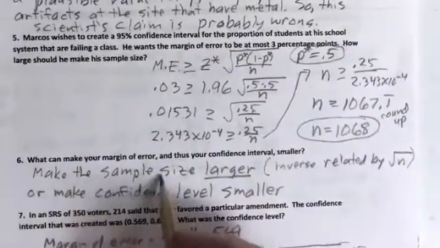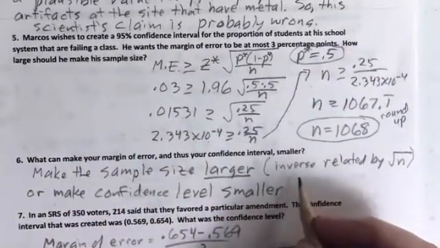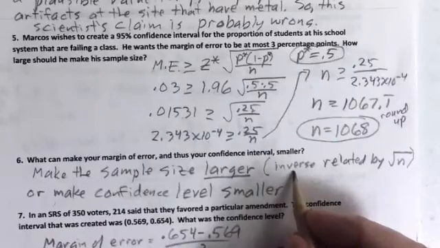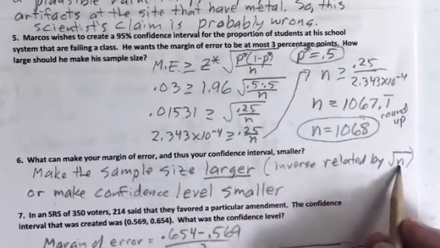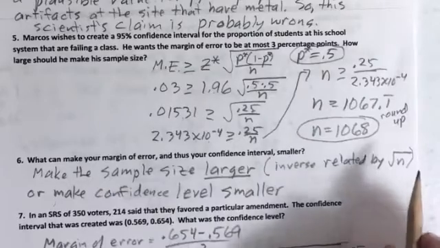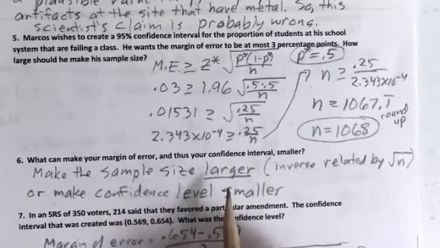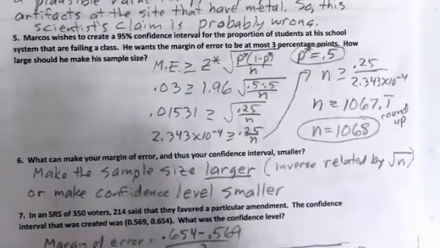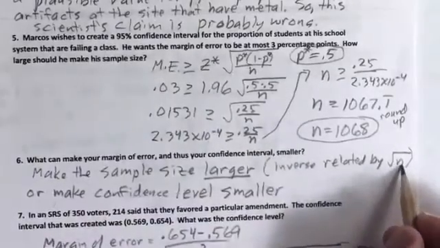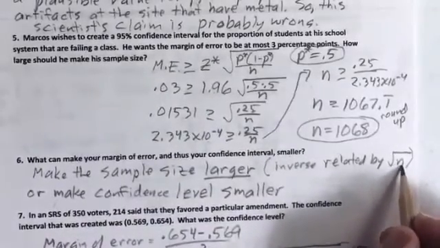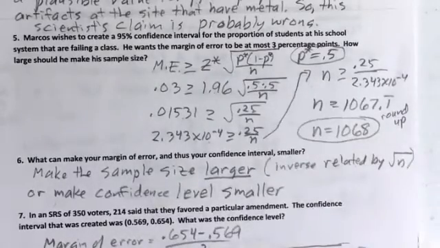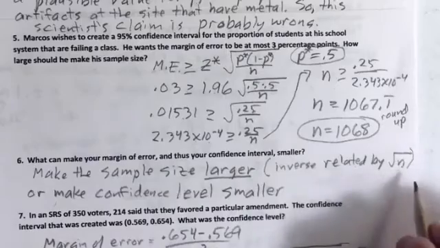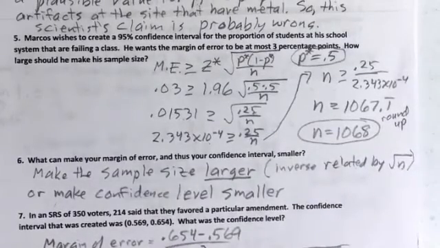You're either going to make the sample size larger, and the margin of error and the sample size are inversely related by the square root of the sample size. So if you need your margin of error to be half as big, the sample size has got to go up by 4. If you need the margin of error to be a third as big, the sample size has to go up by a factor of 9. You've got to multiply by 9.